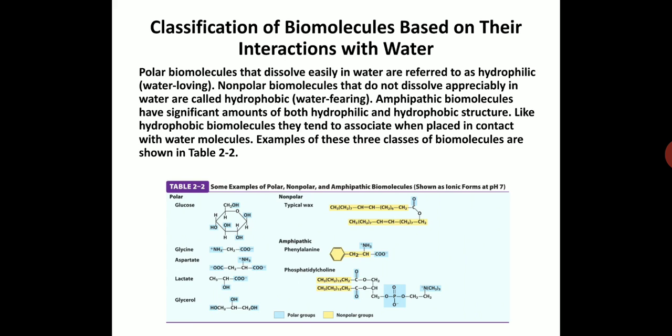Classification of biomolecules based on their interactions with water. Polar biomolecules that dissolve easily in water are referred as hydrophilic, that is water loving molecules, and non-polar biomolecules that do not dissolve appreciably in water are called hydrophobic, that is water fearing molecules. Amphipathic biomolecules have significant amount of both hydrophilic and hydrophobic structures. Like hydrophobic biomolecules, they tend to associate when placed in contact with water molecules. Examples of these three classes of biomolecules are shown in this table.